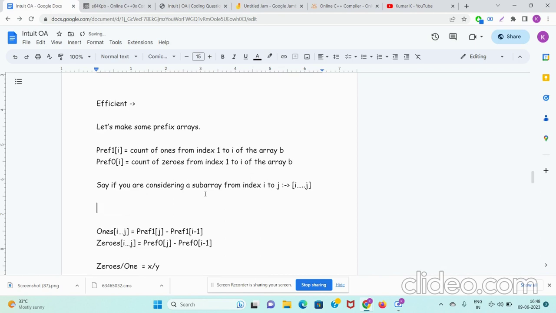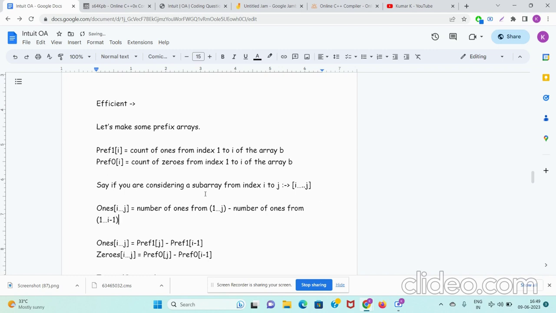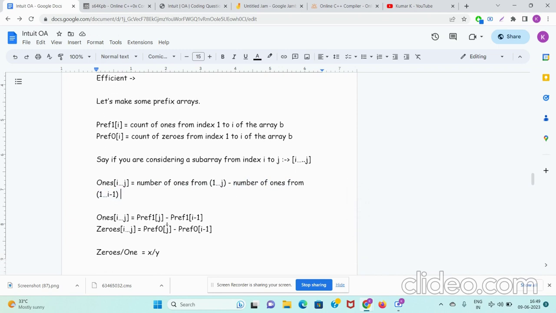So how many ones are there from I to j? It is nothing but the number of ones from 1 to j minus the number of ones from 1 to I minus 1. If you subtract these entities, you'll get the answer.